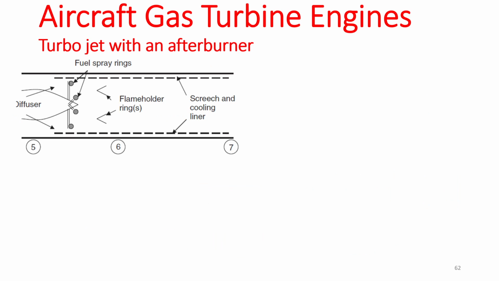Okay. But what is going to be added? Which stations are going to be added to our analysis? What are the parameters we need to focus on? What do we have to calculate when you include an afterburner? So the afterburner, as you can see, is usually composed of an inlet diffuser, the same as a combustor, right?